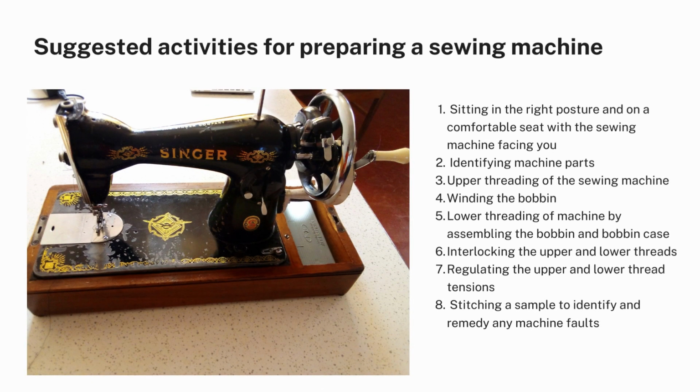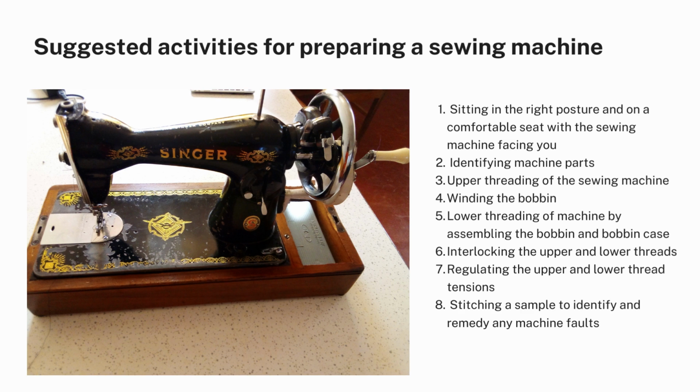Let's look at some learning activities deduced from the assembling and preparing the sewing machine. The activities are anchored on the following expected learner abilities. One, the ability to observe safety measures and apply the correct posture when preparing a sewing machine. Second, the ability to identify and know the functions of the sewing machine. Their ability to wind a bobbin is third.